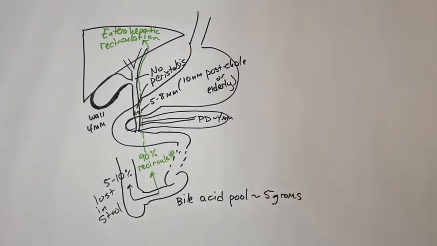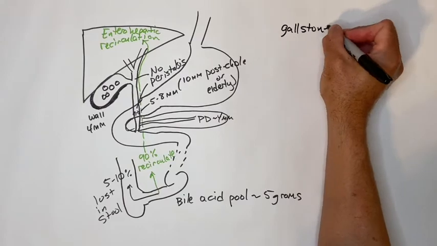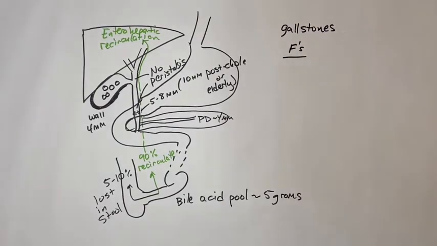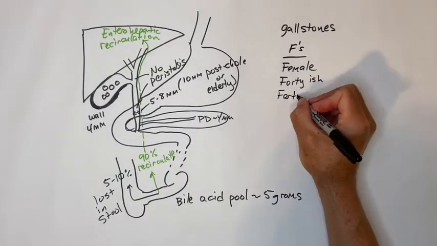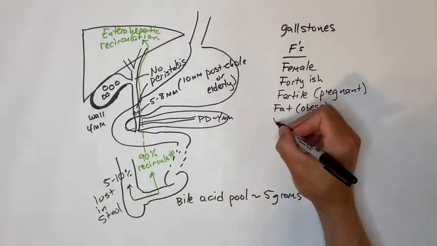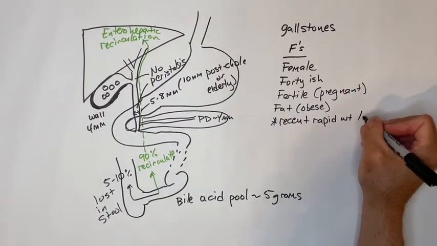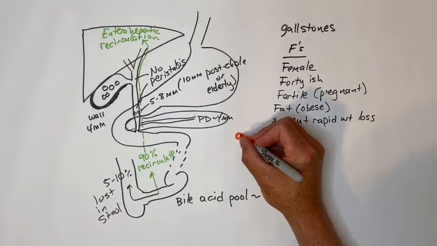Gallstones occur in about 10% of people, but the majority are asymptomatic. Risk factors for gallstones are the F's: female, age around 40, fertile as in recently pregnant, fat or obese, and rapid weight loss. The most common form of stones are cholesterol stones.